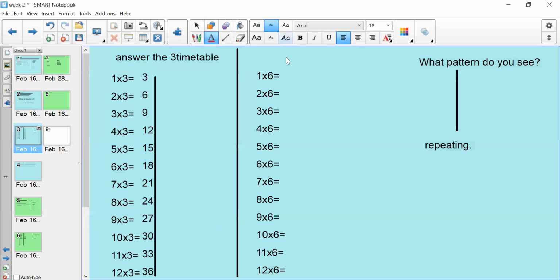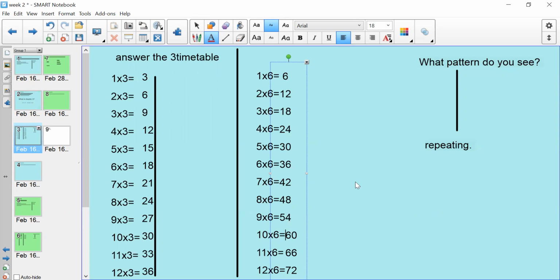Okay, and then if we do the 6 times table, we've got 1 times 6 is 6, 2 times 6 is 12, 3 times 6 is 18, 4 times 6 is 24, 5 times 6 is 30, 6 times 6 is 36, 7 times 6 is 42, 8 times 6 is 48, 9 times 6 is 54, 10 times 6 is 60, 11 times 6 is 66, and 12 times 6 is 72.